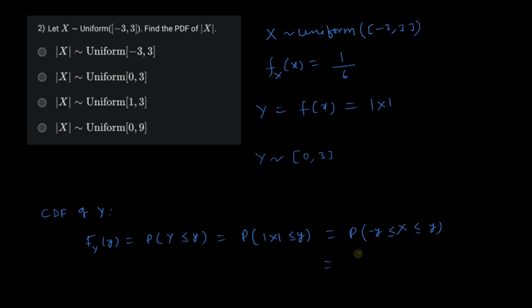You will be able to calculate this probability by integrating the PDF of x from -y to +y. So the PDF of x is just 1 by 6 dx. When you integrate it, you will get x by 6 from -y to +y, which will be equal to 2y by 6, which is eventually equal to y by 3. So this is the CDF of y. When we differentiate the CDF, we get the PDF of y equal to 1 by 3. So this is the PDF of y.